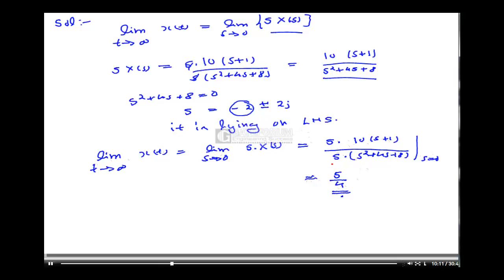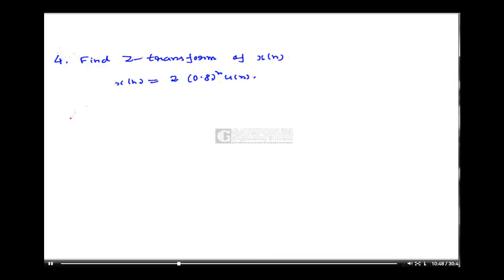Now we will see some problems on the topic of Z transform. The first problem in this, I will write problem number 4 in continuation with Laplace transform. Find the Z transform of x[n], where x[n] is equal to 0.8 to the power n u[n]. Okay.